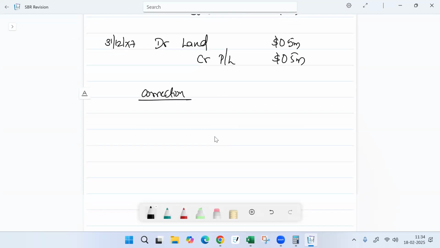So what is the correction entry? To correct, what we should do? Debit P&L by $1 million and credit OCI with respect to $1 million.